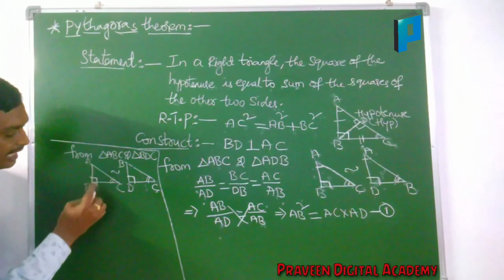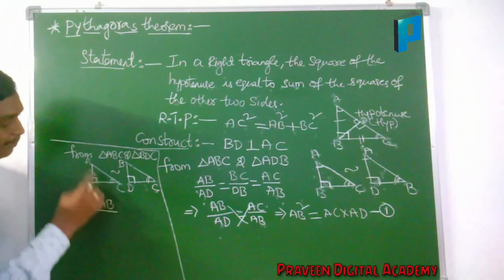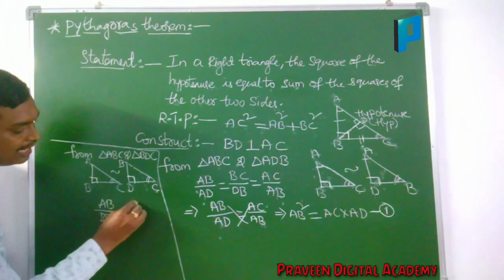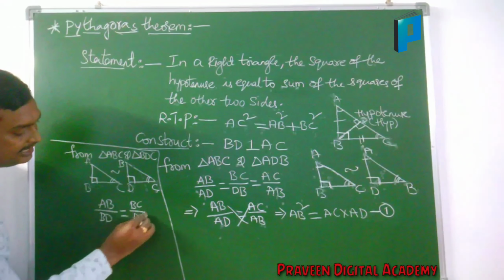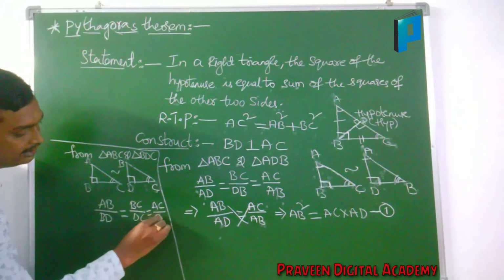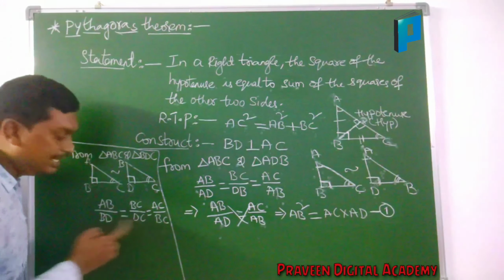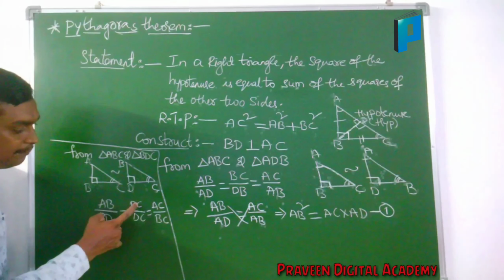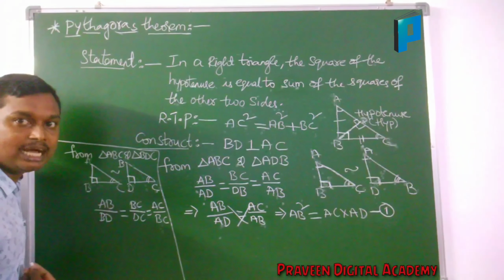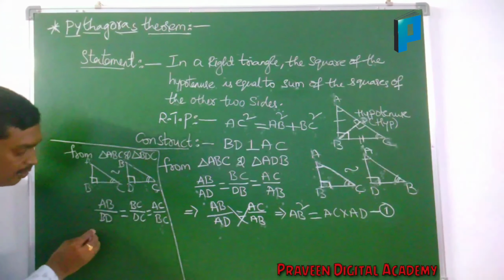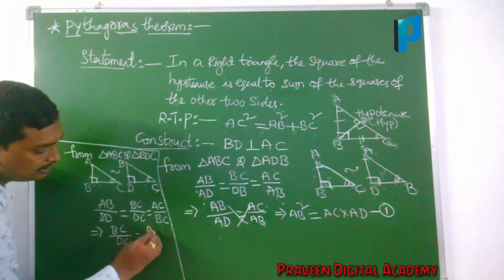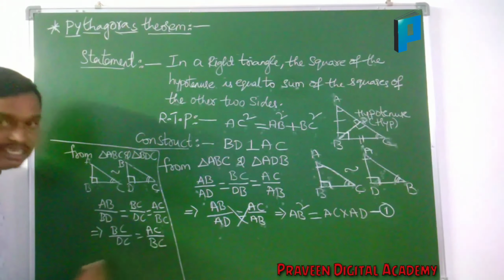What is called proportional here? AB side by BD side is equal to BC by DC is equal to AC by BC. Here we got this one. Here which two sides are equal? Here BC, both are equal. Whatever the equal things are there, you take them out. Those two ratios: BC by DC is equal to AC by BC we got.